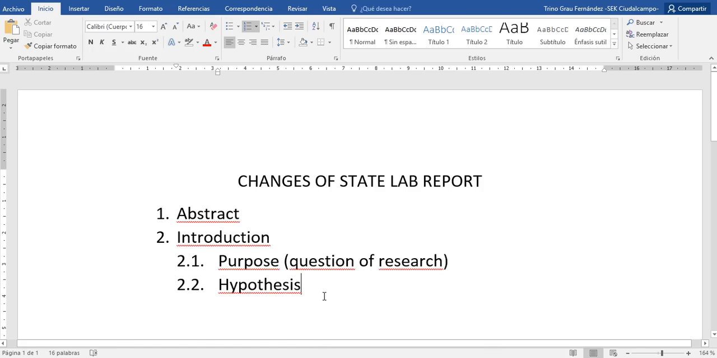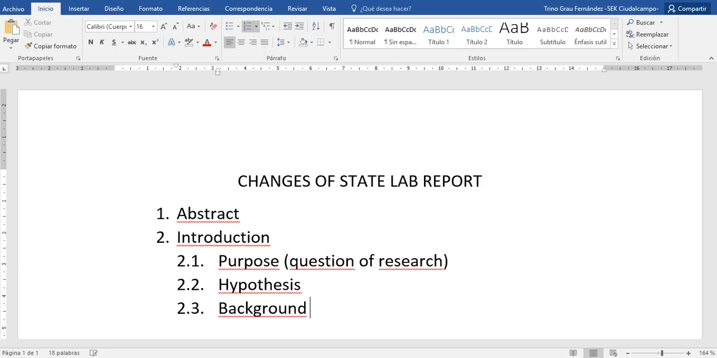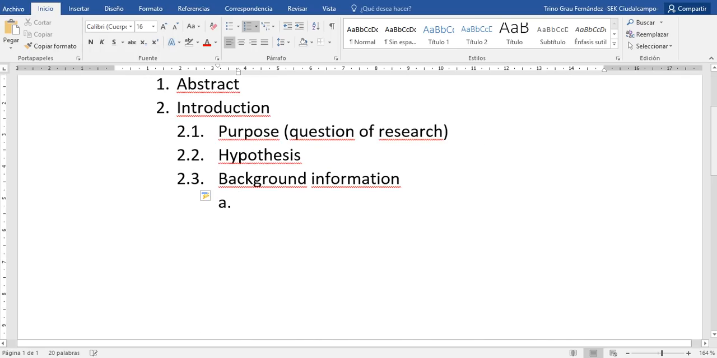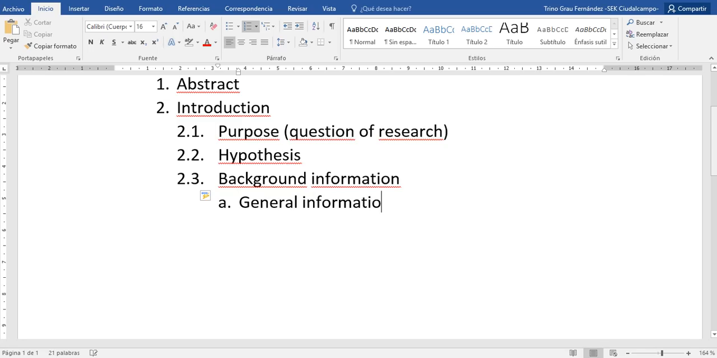So that will be the second part of the introduction, and the third part will be the background information. In the background information, you need to include three things. You need to include general information about water. So here in the general information about water, you need to talk about the structure of water, the properties of water, and all the information that you can provide about water.